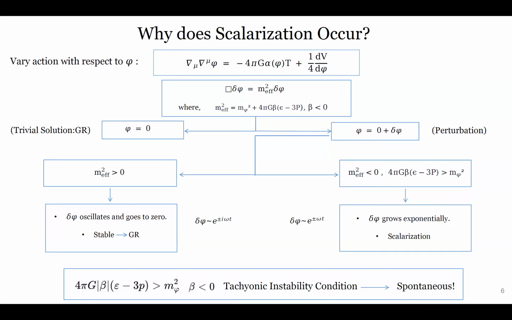Whereas if it is less than 0, and provided the second term, that is the energy term, is greater than the scalar mass, the solution grows exponentially and it leads to scalarization. We call this the tachyonic instability condition, something that leads to spontaneous scalarization and also changes the physical observables.